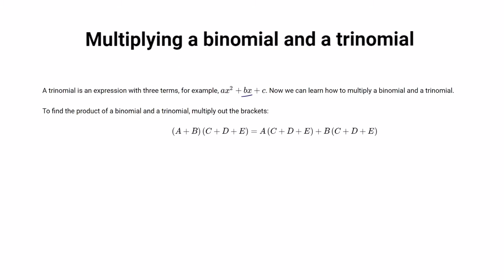Alright, so let's say you have a trinomial, and you've got your binomial a plus b. This can be rewritten as, well, you take your a and you multiply it with your entire trinomial, which you can see here. And then you take your b and you multiply it again with your entire trinomial.